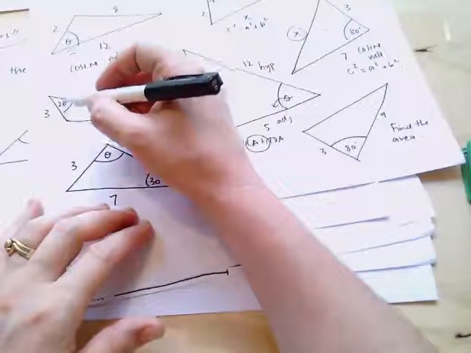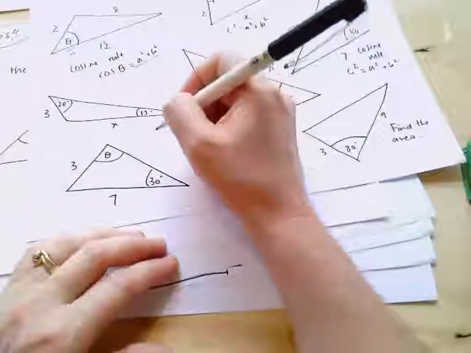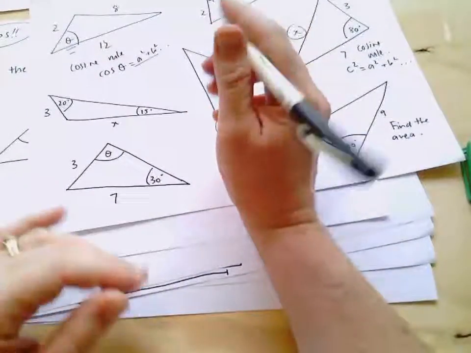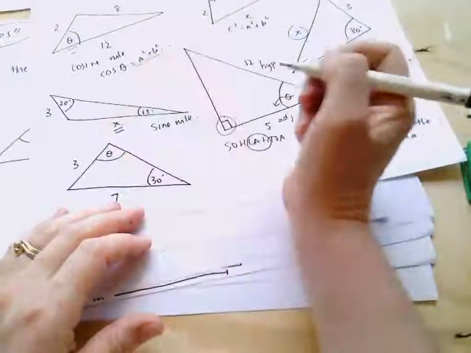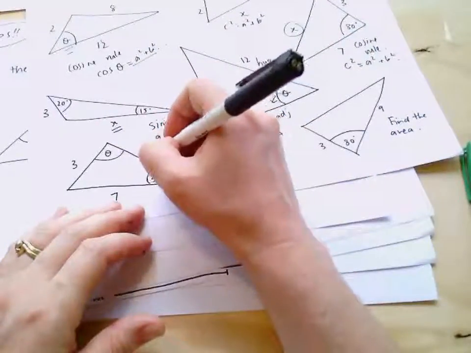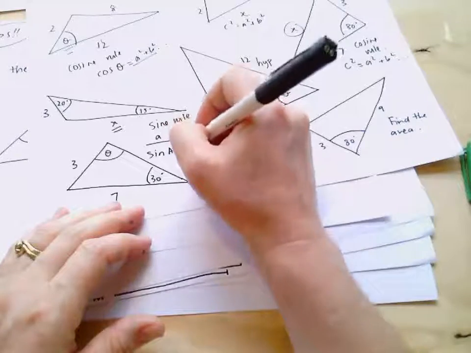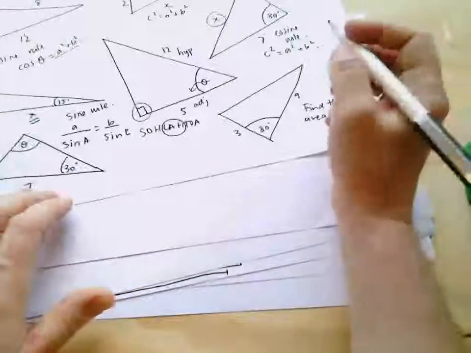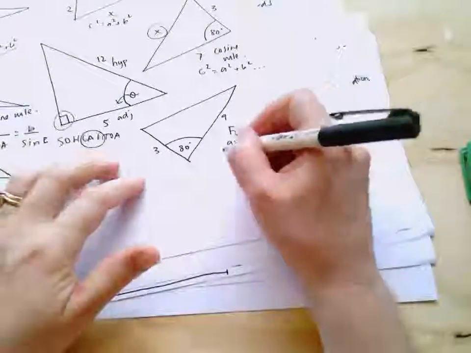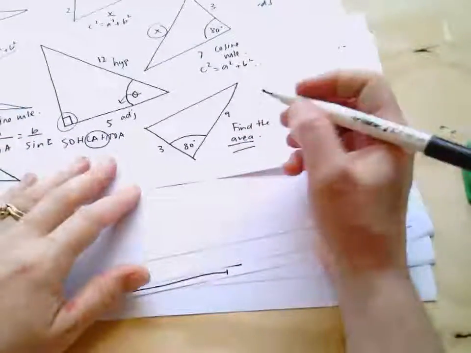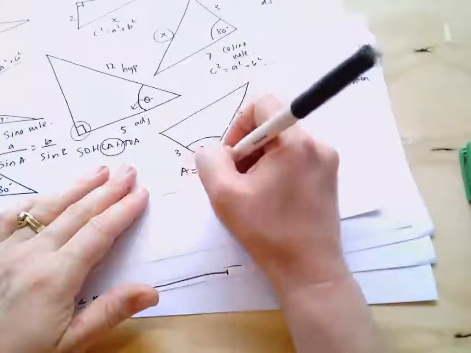Over here, 2 angles, 2 sides. As soon as I see 2 angles and 2 sides, I need to think sine rule. I'm calculating a side, so I'm going to write it out with the sides on top. This one down here, find the area. Well, it's the area one, so I'm going to have to use the area formula, half AB sine C.